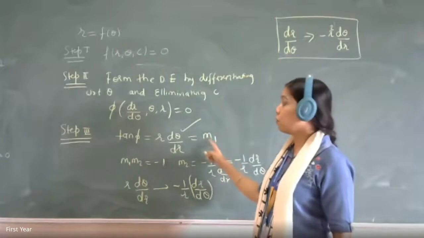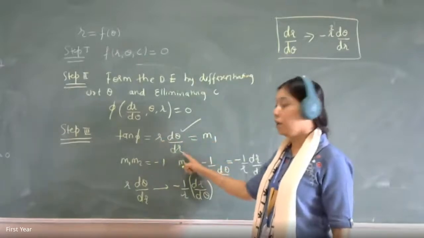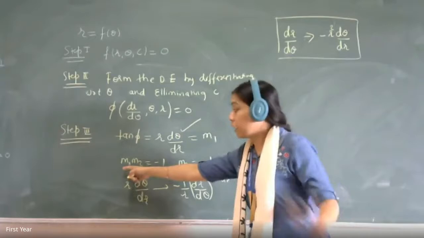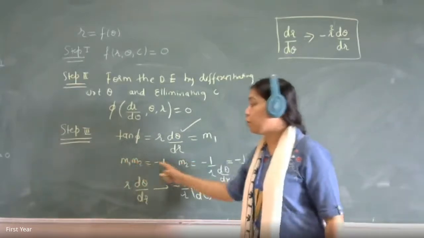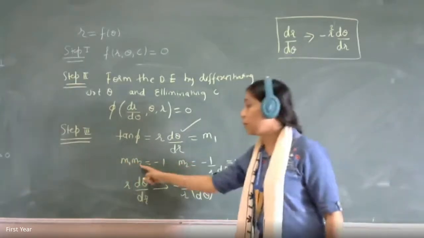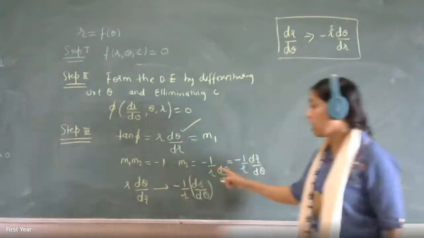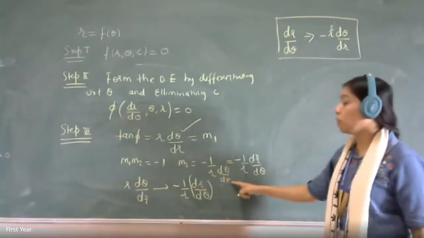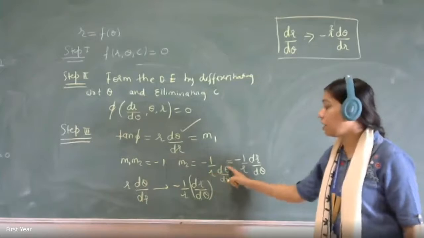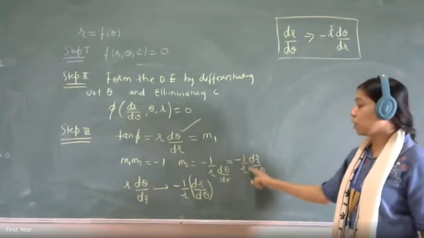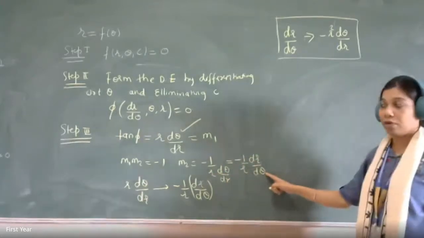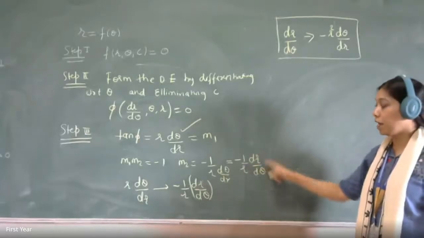एक given curve का slope क्या है? r d theta by dr. तो ट्रेजेक्टरी का रिलेशन क्या होगा? m1 into m2 is -1. तो m2 क्या आ जाएगा? -1 upon m1. So that is -1 upon r d theta by dr, which is -1 upon r dr by d theta.